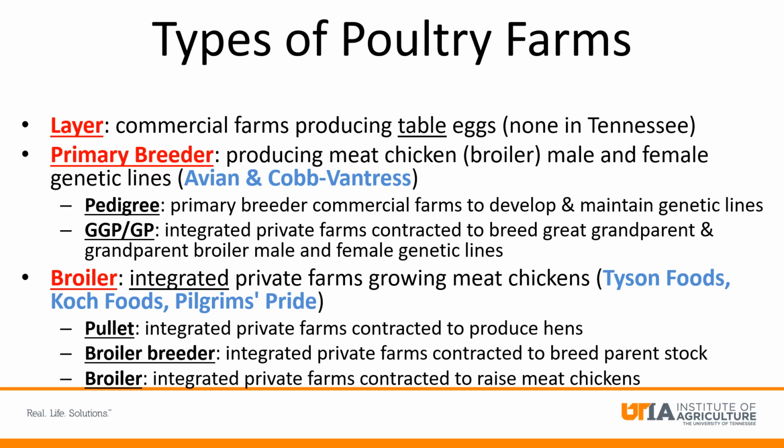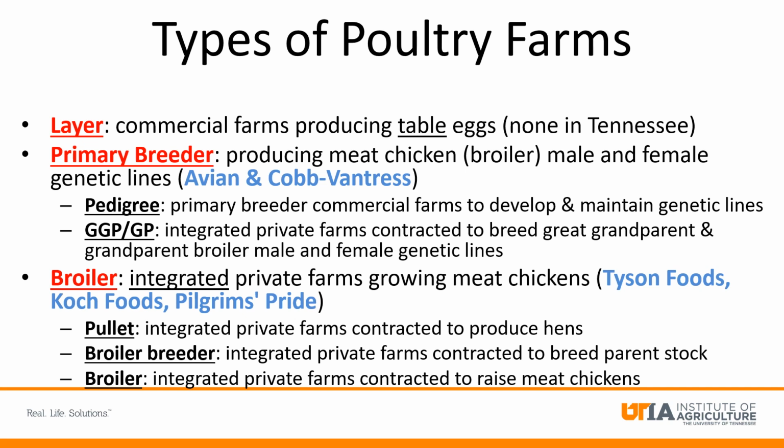The genetics of these breeds of birds are owned by two companies primarily, with both pedigree and what we'll learn as GGP and GP farms in Tennessee. That's Aviagen and Cobb Vantress. The pedigree farms are owned directly by these companies where they develop and maintain the genetic lines. If we can imagine the primary breeder in the broiler industry as a pyramid, at the very top, the fewest birds of the highest value are the pedigree farms, and below that are the great-grandparent and the grandparent lines for the broiler industry.